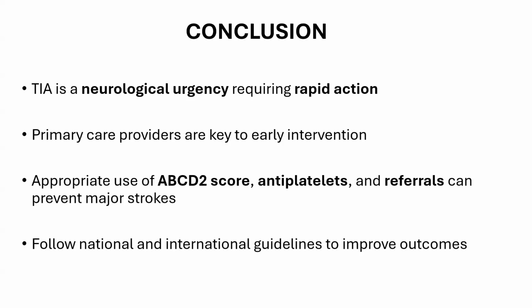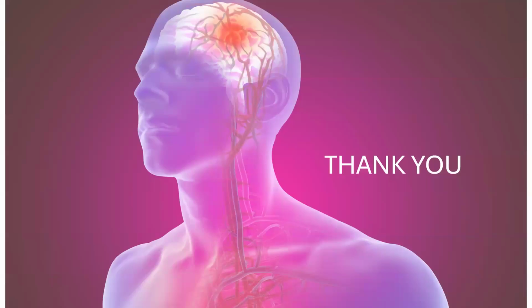So in conclusion, we need to know that TIA is a neurological urgency requiring rapid action, and primary care providers are key to early intervention because that is where they present, and it's important for us to identify and manage these TIA patients. Appropriate use of the ABCD squared score, antiplatelets, and referrals can prevent major strokes and can lead to better patient outcomes. And we have to follow national and international guidelines to improve outcomes. Thank you.